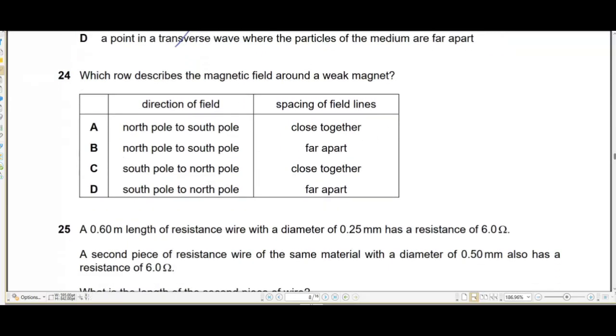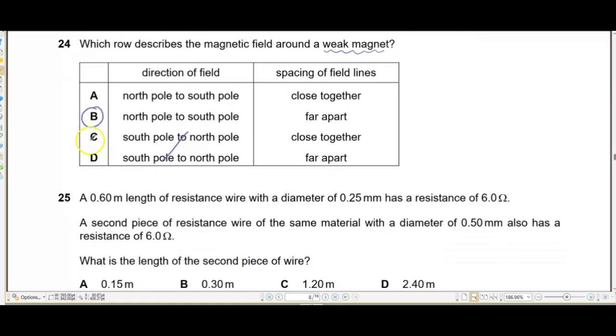Question number 24. Which row describes the magnetic field around a weak magnet? Direction of the field: the direction of the field around a weak magnet or a strong magnet would always be from North Pole to South Pole. So these options will be eliminated. And spacing of field lines will be far apart. A weak magnet creates field lines which are far apart. The closer the field lines, the stronger the magnet. So B is our correct option.